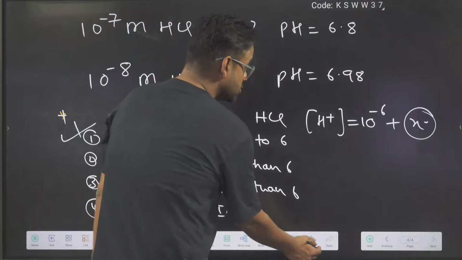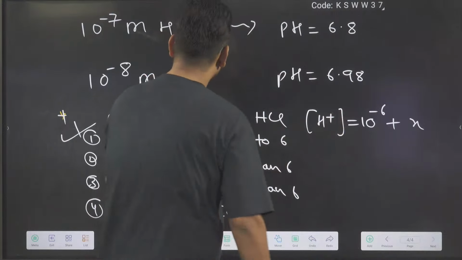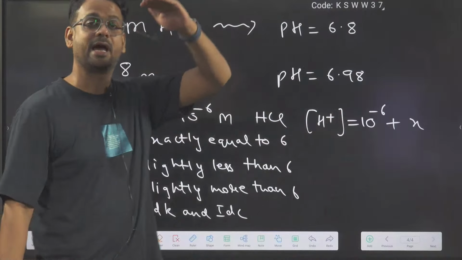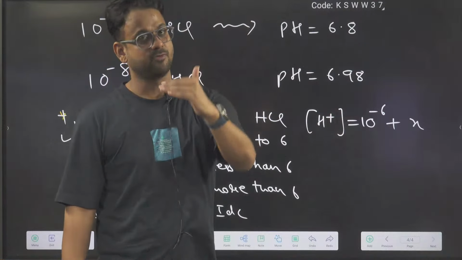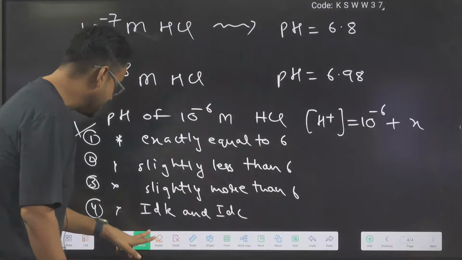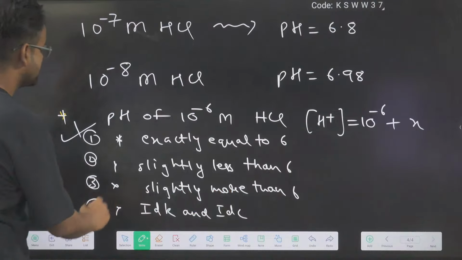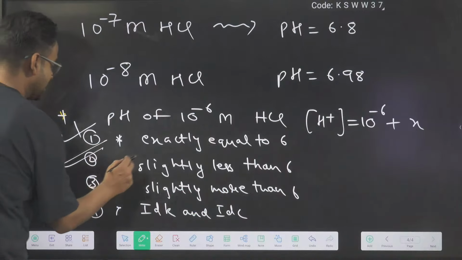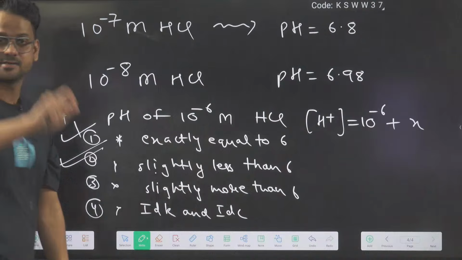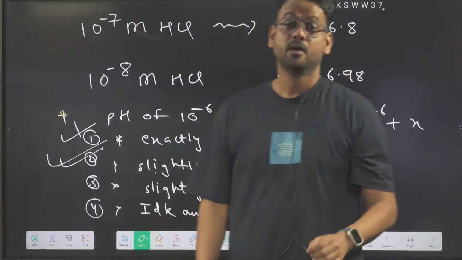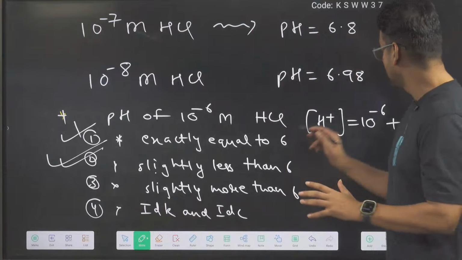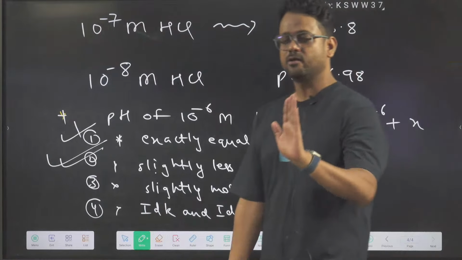Okay. So if H plus will be a little bit more than 10 to the power minus 6, you know that as H plus increases, the pH will decrease. So if I go by the psyche of the paper setter, the most appropriate answer for this question is slightly less than 6. Slightly less than 6 will be the correct answer, because there will be some H plus coming from the water also, which we are ignoring.